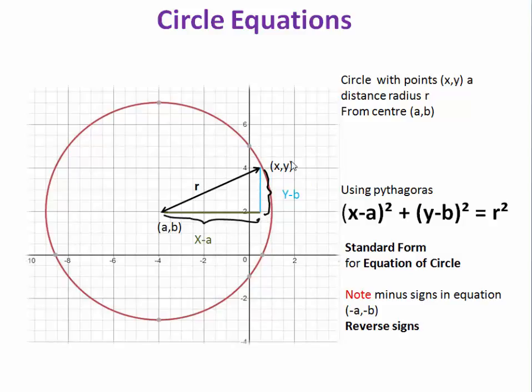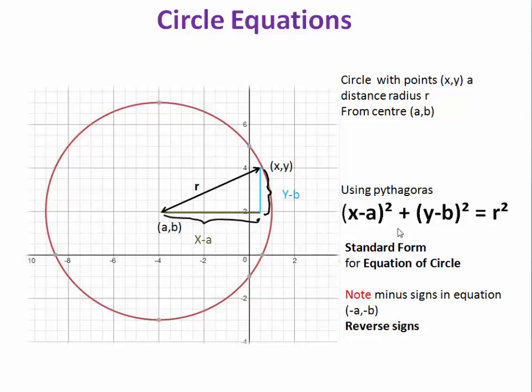Then using our Pythagoras, which is a squared plus b squared equals c squared, we put these instead of a and b, we get x minus a squared plus y minus b squared equals r squared. This is the standard form for the equation of a circle, which is very important.